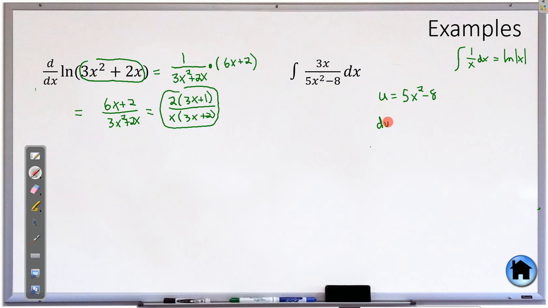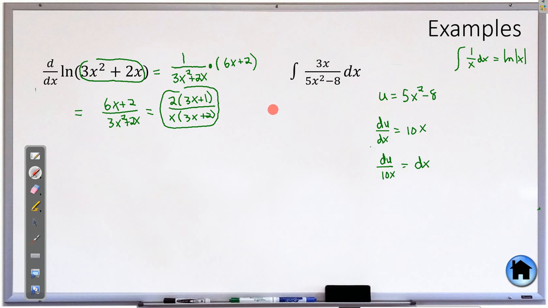Because when we take the derivative, that gives us 10x. And this x will cancel out that x. So I saw that the derivative of this will cancel that out. So remember, we move the dx over here, and we move the 10x over here. So we're left with dx is equal to du over 10x.